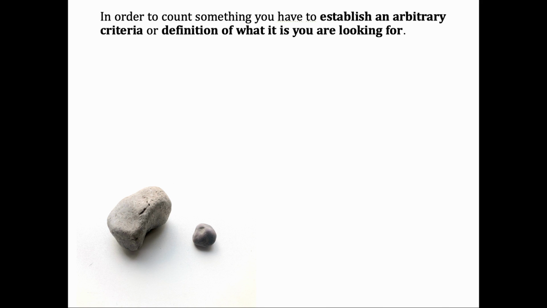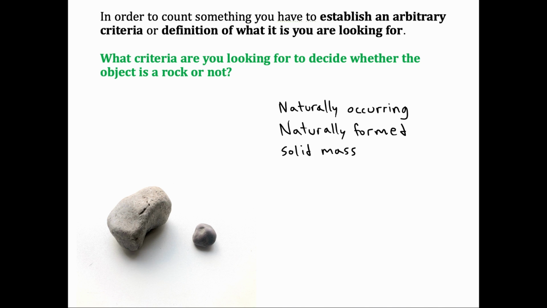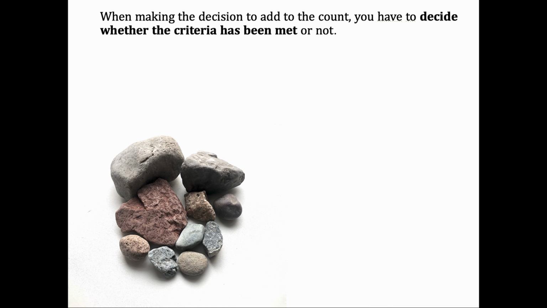In order to count something, you may wish to establish an arbitrary criteria or definition of what it is you're looking for. Go ahead and write down what it is you believe you're looking for when deciding whether an object should be counted as a rock or not. I'll give a few examples. I believe rocks are naturally occurring, naturally formed, solid masses, and composed of minerals or mineral-like substances. So it's up to you as the person doing the counting to decide whether an object qualifies as a rock or not.